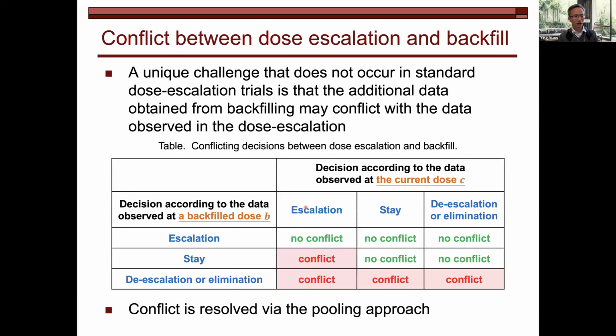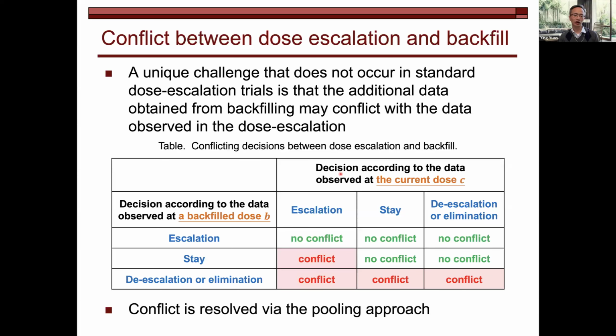Okay, the other unique challenge during the backfill is that additional data from the backfill may conflict with the data observed in dose escalation. So in this 2x2 table, I listed the decision according to the data observed at the current dose and the decision according to the data observed at the backfill dose. As we said, the backfill dose is lower than the current dose, right? That's the condition under which you can open for backfill. The reason we use a decision rather than the data is that we use this decision as a surrogate for the safety of the data, okay?